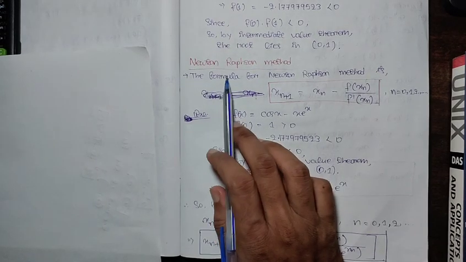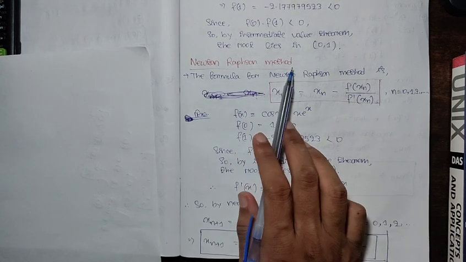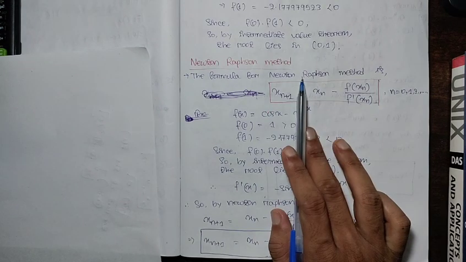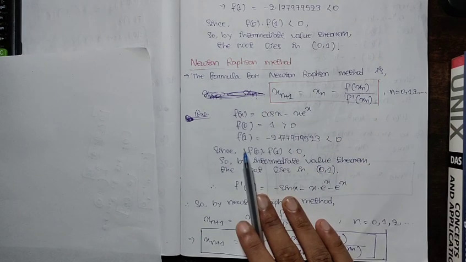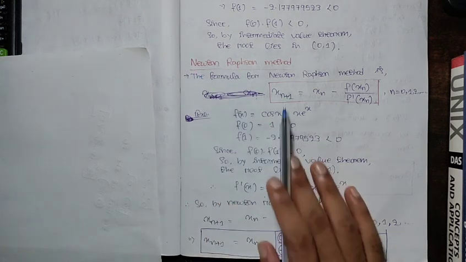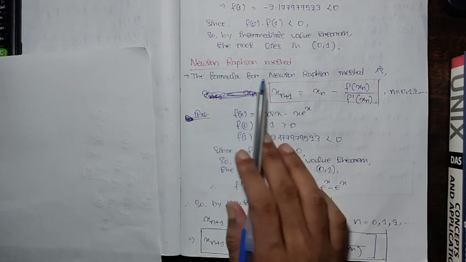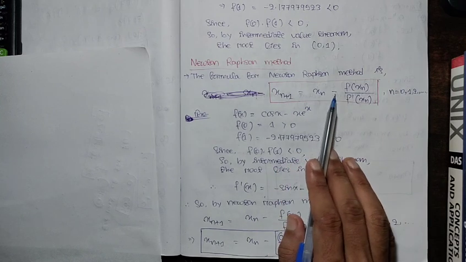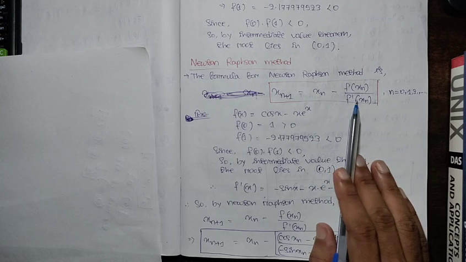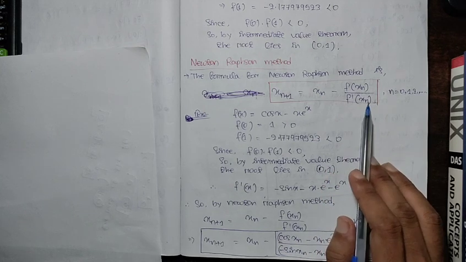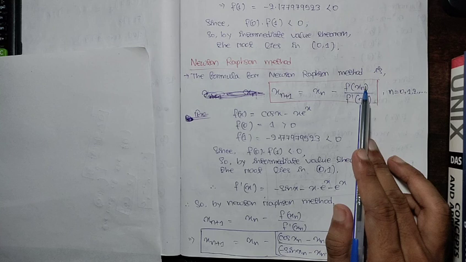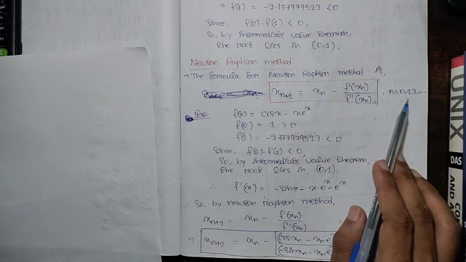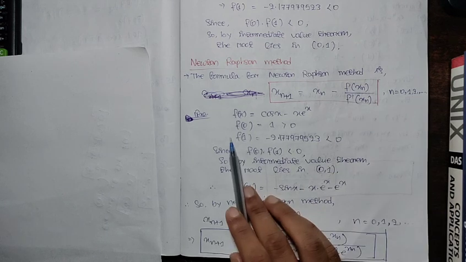so now see here, there is a method, that is the Newton-Raphson method in numerical analysis. So by using the intermediate value theorem, we use this method. Okay, that is the Newton-Raphson method. So the formula for the Newton-Raphson method is x n plus 1 equal to x n minus f of x n divided by f dash of x n. Here f dash x n is the derivative of f of x n, where n is equal to 0, 1, 2, 3 and so on.